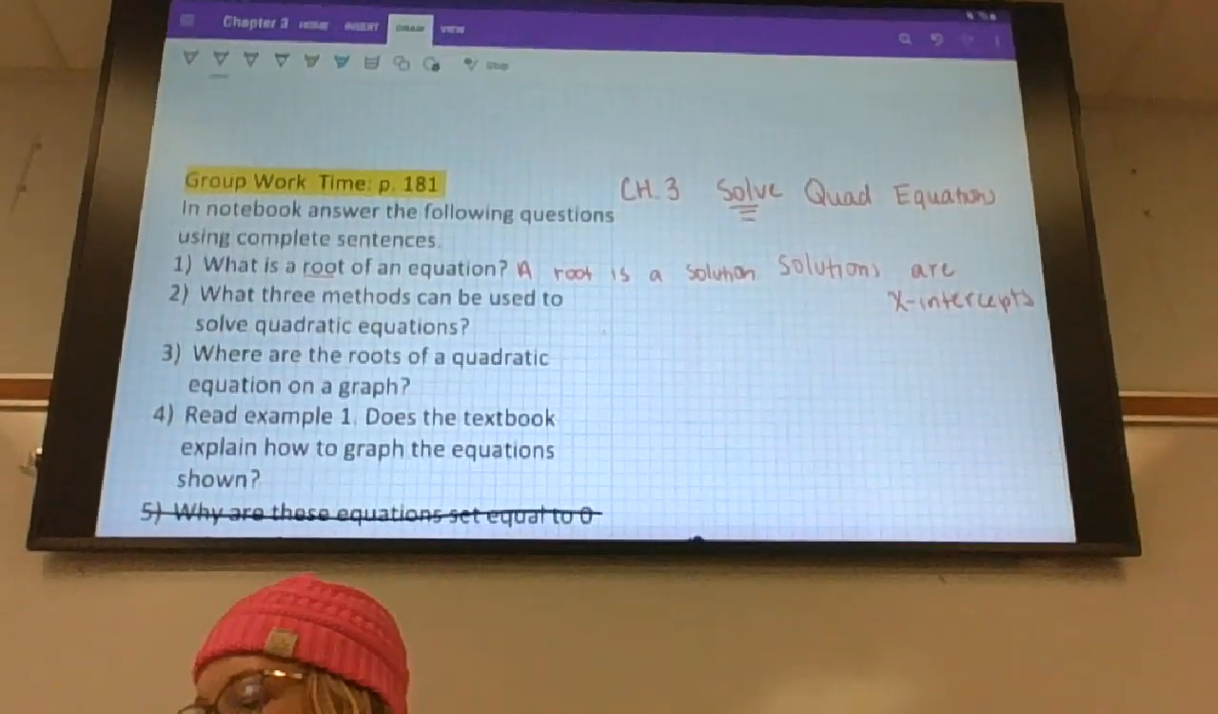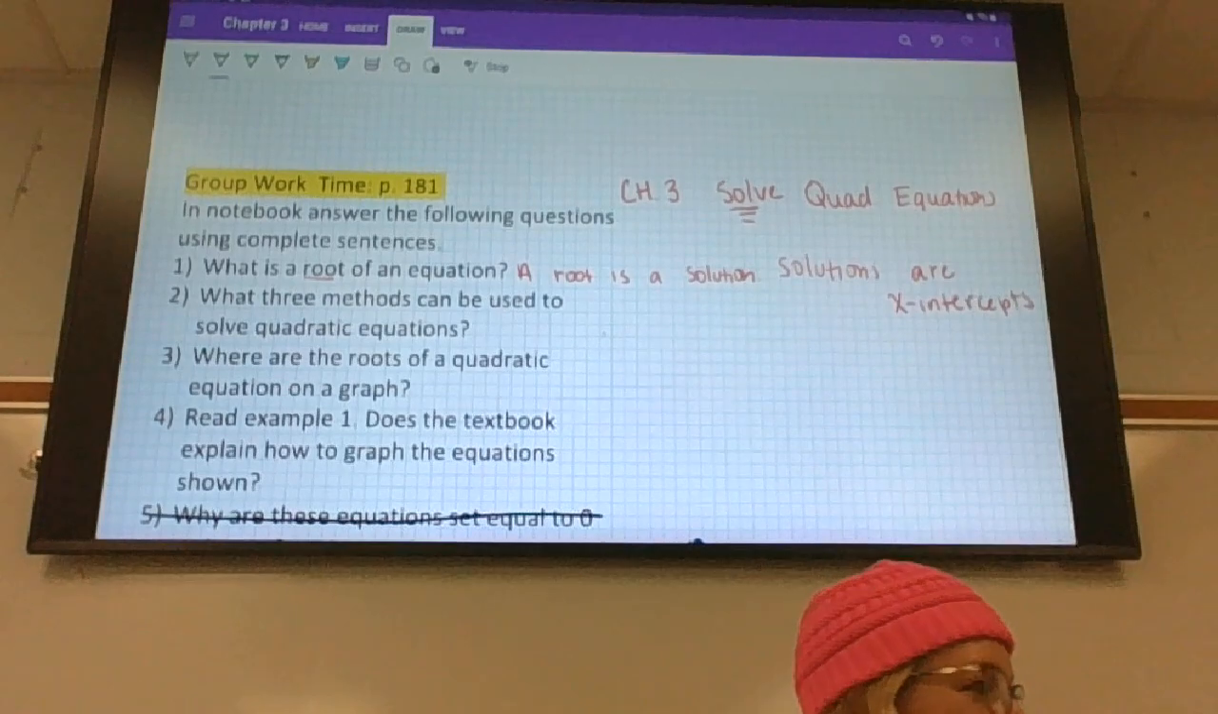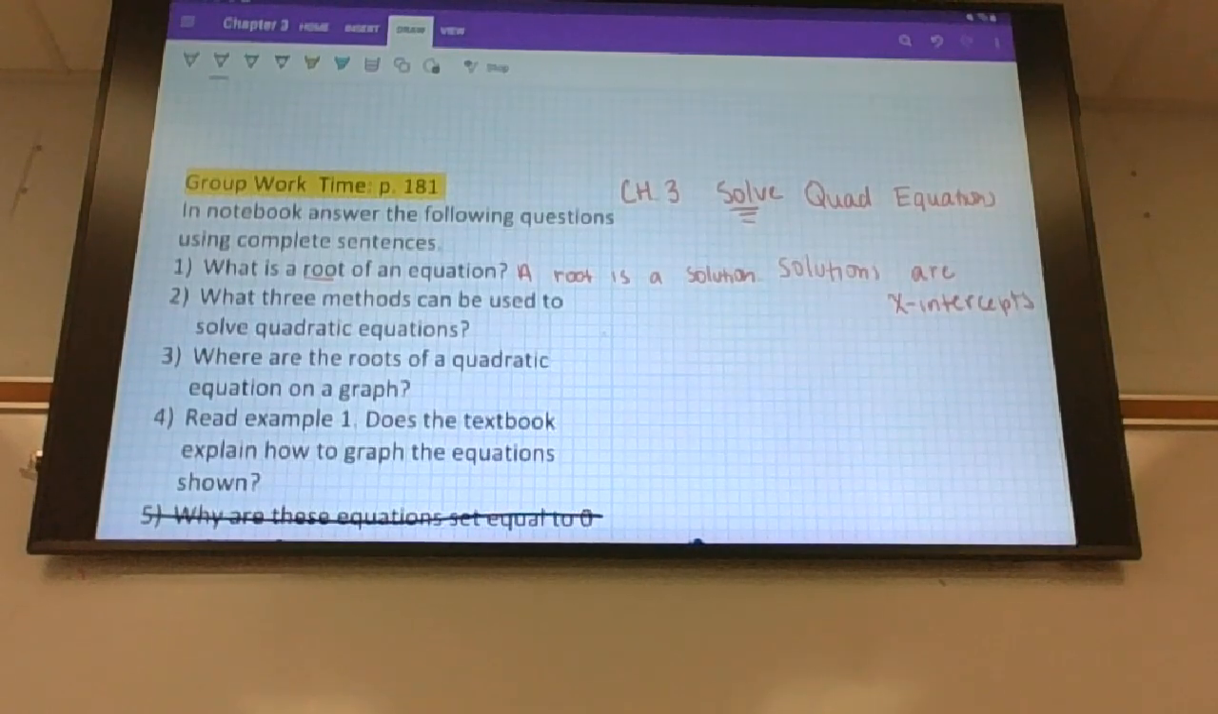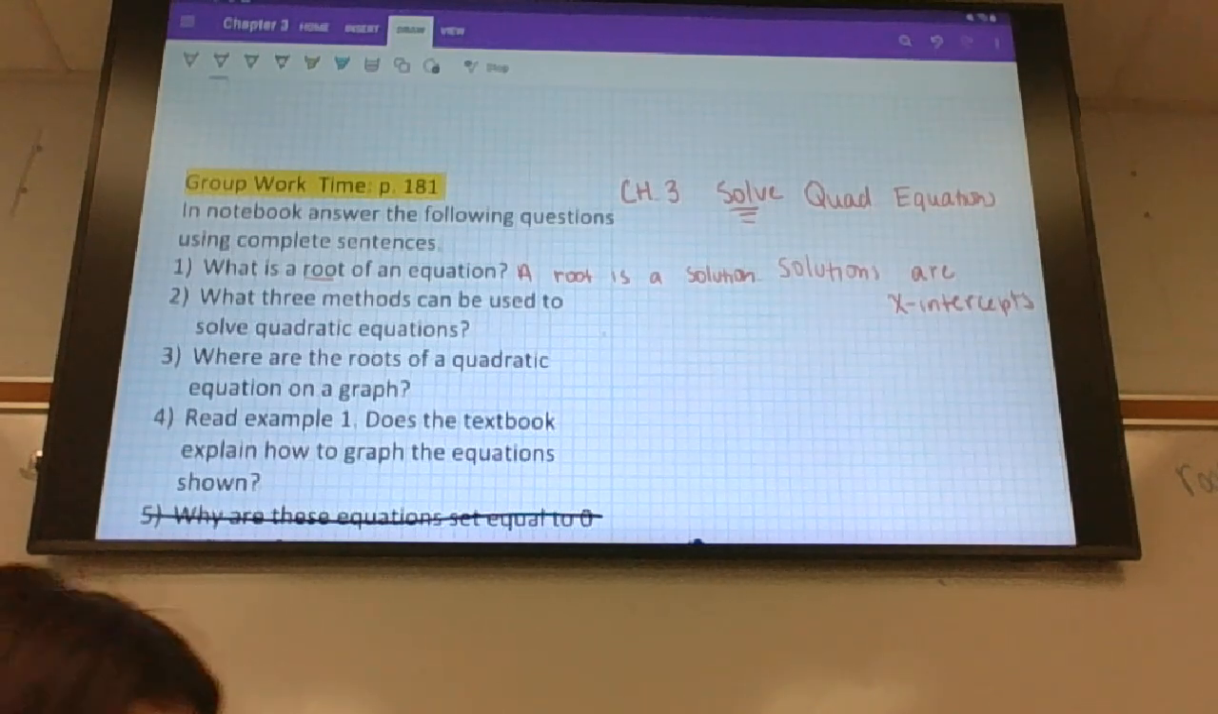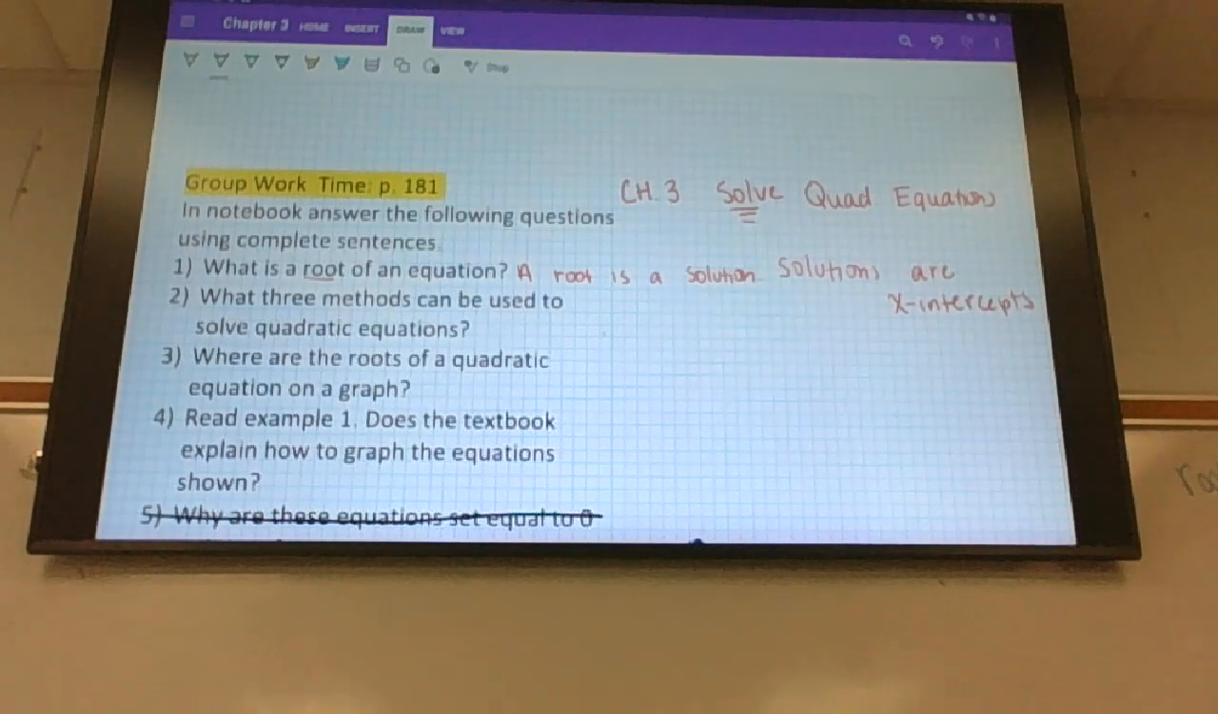There are tiny details in the definitions where we can get nitpicky, but for your purposes, roots equals x-intercepts equals solution. So all of those things are the same thing. That's just some vocab for you. So if you're asked to find roots, it's asking you to solve. So chapter 3, we're transitioning into solving.